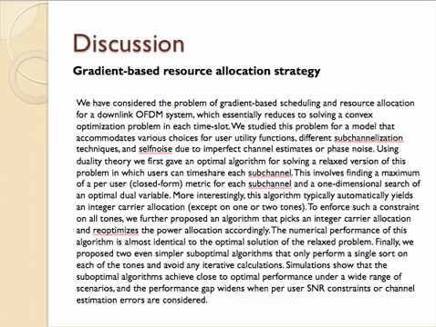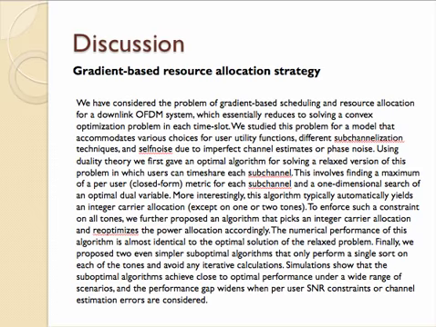For gradient-based resource allocation, we have considered the problem of gradient-based scheduling and resource allocation for a downlink OFDM system, which essentially reduces to solving a convex optimization problem in each time slot. We studied this problem for a model that accommodates various choices for user utility functions, different sub-channelization techniques, and self-noise due to imperfect channel estimates or phase noise.